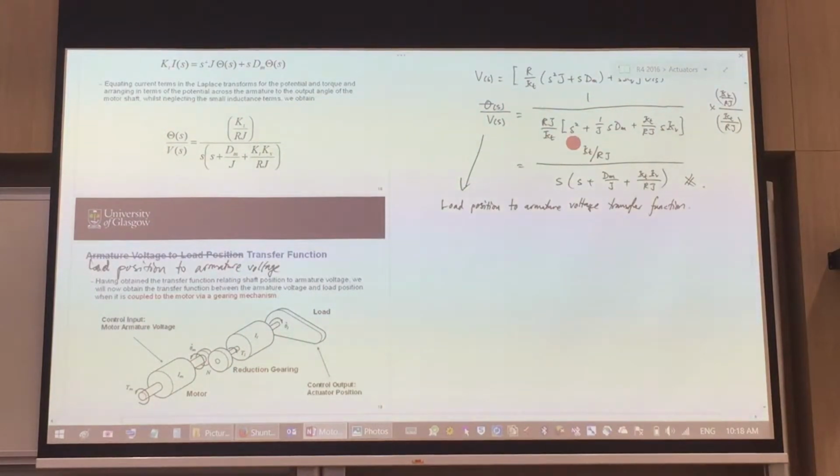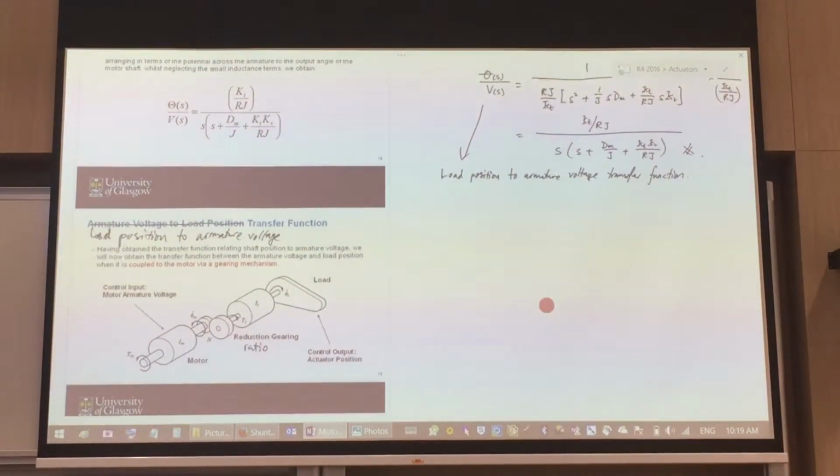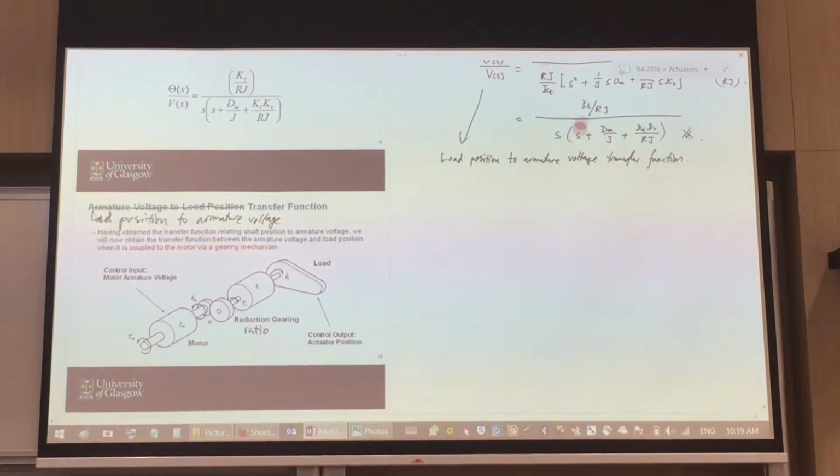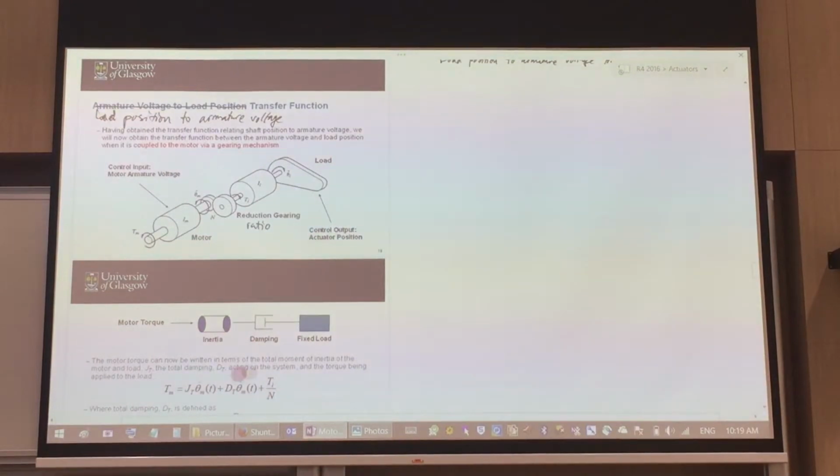Let's have a look at how we go about solving it. There's a gear reduction ratio over here. What we want is the control output, the actuator position, so the load position. And then we use this control input as our motor armature voltage that's going into the motor. For this, I'm going to do the same thing. I'll have some mathematics given over here. You can choose to write after me or just fill in some of these gaps.